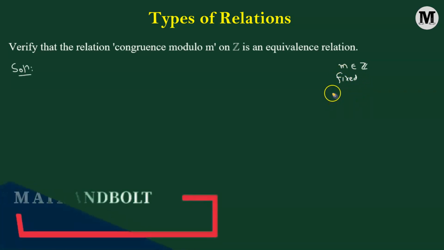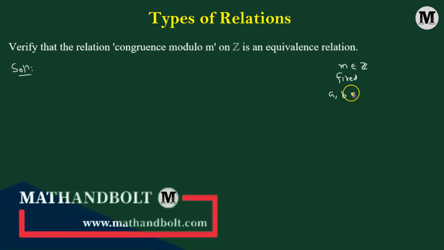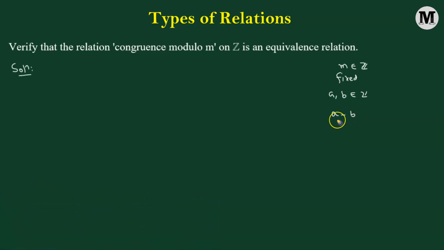Then for some integers a and b, the congruence modulo m states that if we take the difference of a and b, and this a minus b is divisible by this modulo m, then we say that a is congruent to b modulo m. So this is the meaning of congruence modulo m.